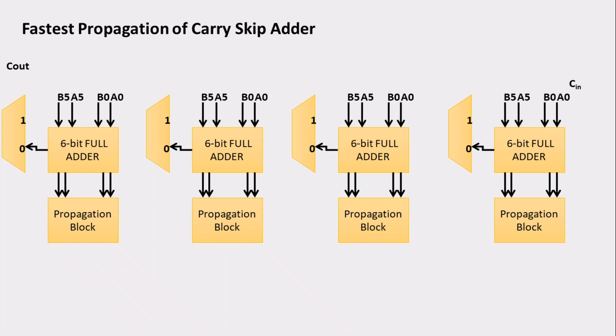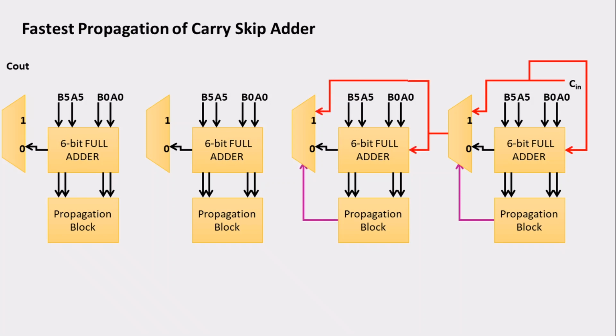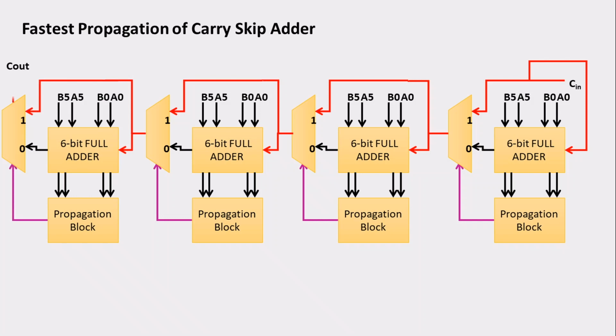Let us consider a scenario over here. Let us take that our A and B are totally not the same. So all 24 bits, this is a 24-bit adder, right? All these 24 bits are totally different. If you look at the animation over here, the red path is our carry propagation. Since our A and B are not at all the same, we can say that our propagation block is 1.